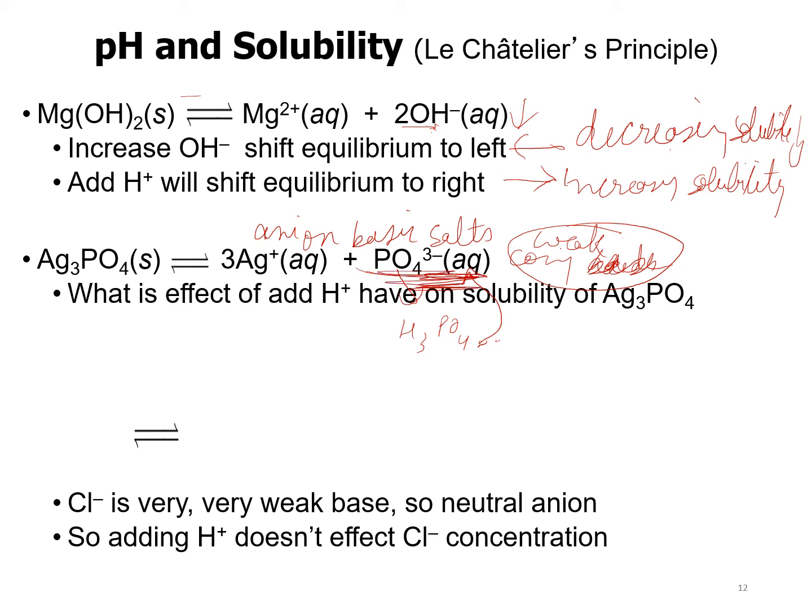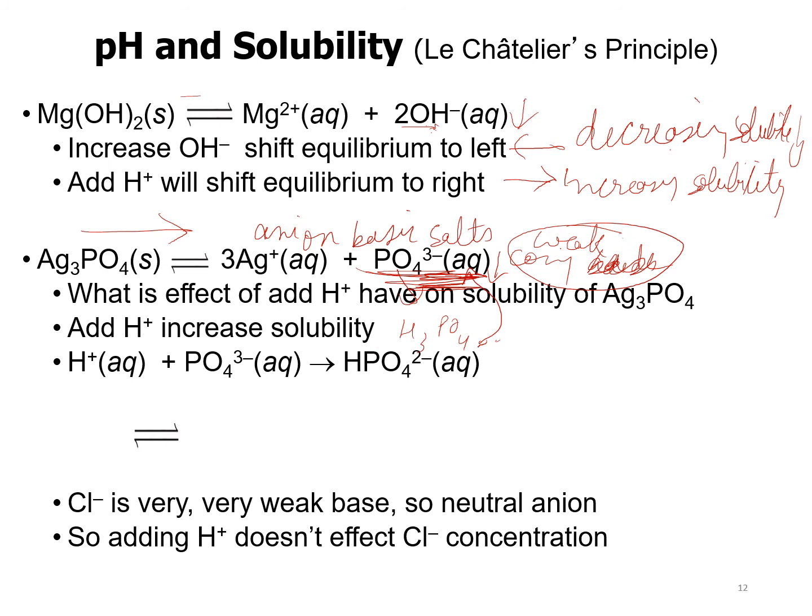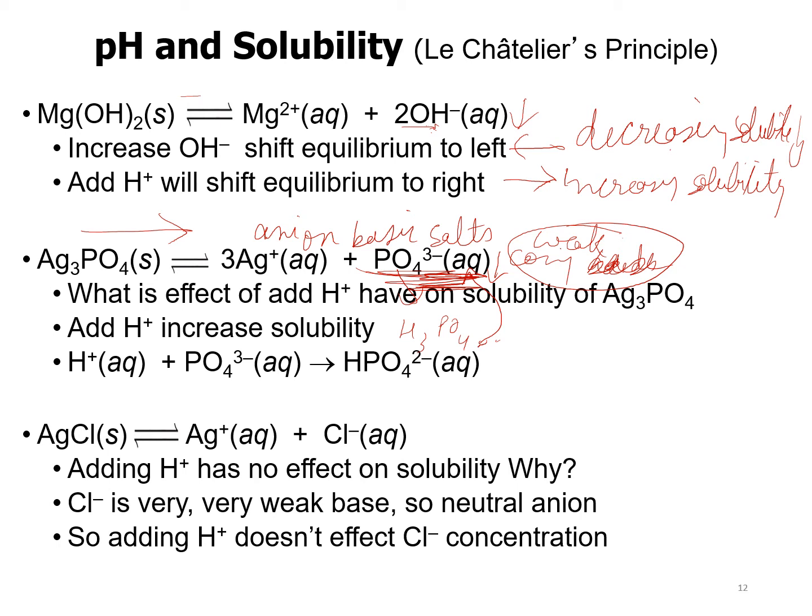So whenever the anion of a basic salt is available and it comes from a weak component, that means proton is going to react with it to produce phosphoric acid. A reaction with proton is basically going to reduce the concentration of phosphate, so more and more silver phosphate is going to solubilize to increase the concentration of phosphate, based on Le Chatelier's principle. So it will again increase the solubility of silver phosphate, because proton will react with phosphate to produce hydrogen phosphate ion in this case, right?